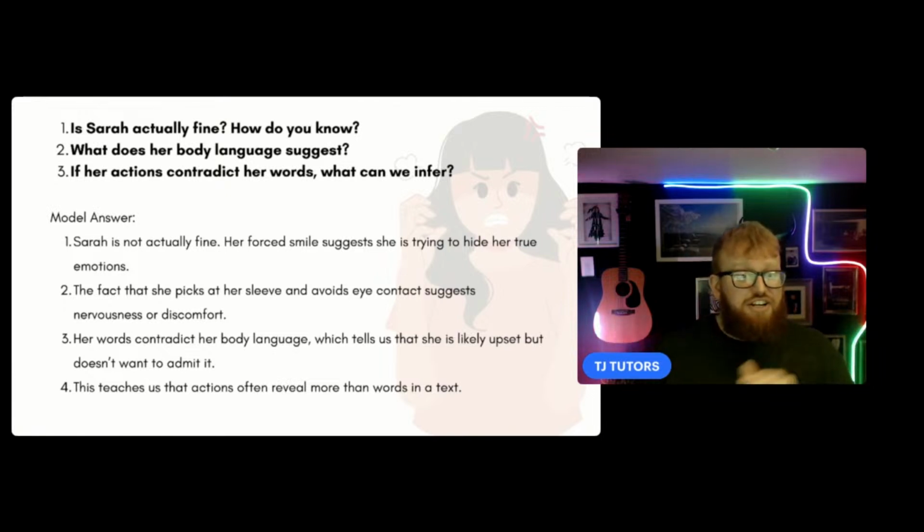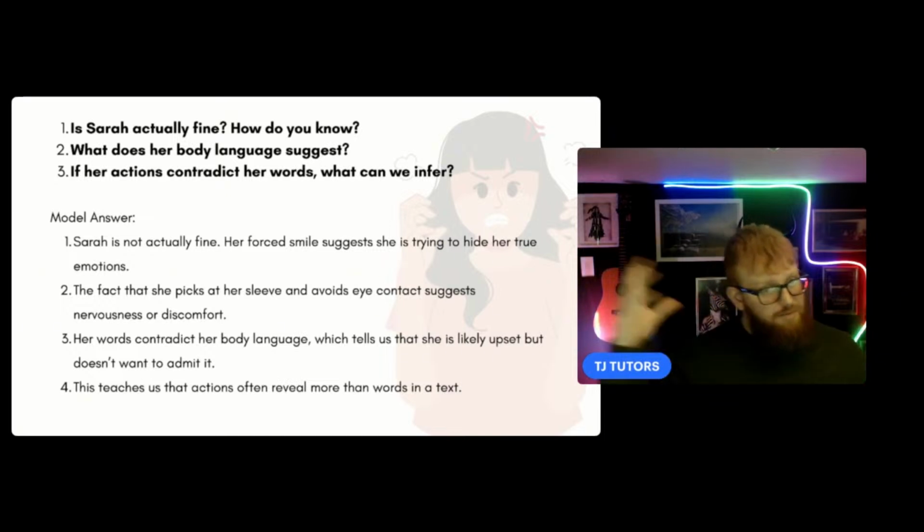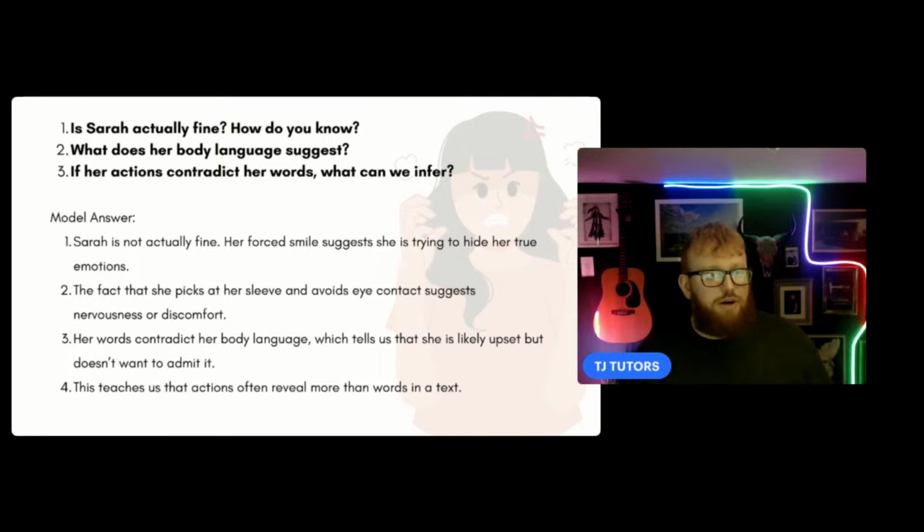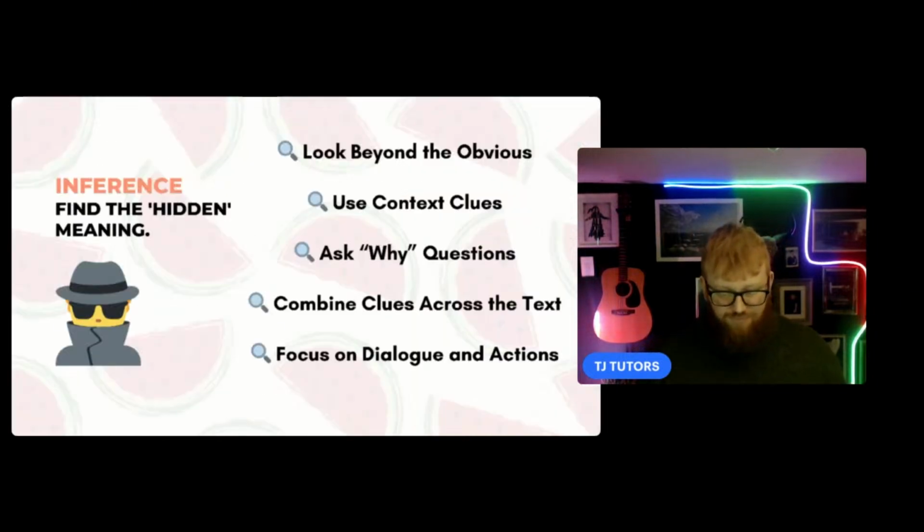Her words contradict her body language, which tells us that she's likely upset, but she doesn't want to admit it. This is teaching us that often actions reveal more than words in a text. And this is something you can obviously take into your creative writing as well, to show, not tell. And that's what we're always pushing you to work on.